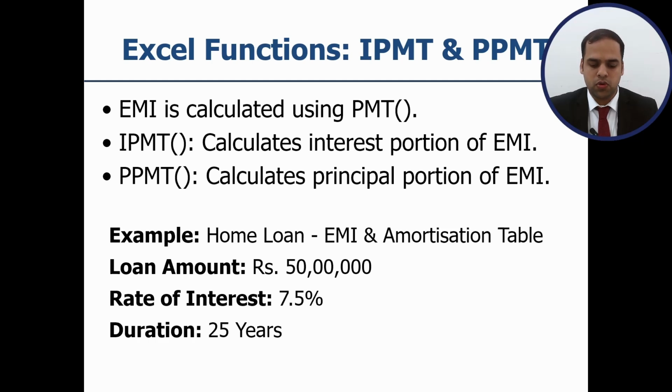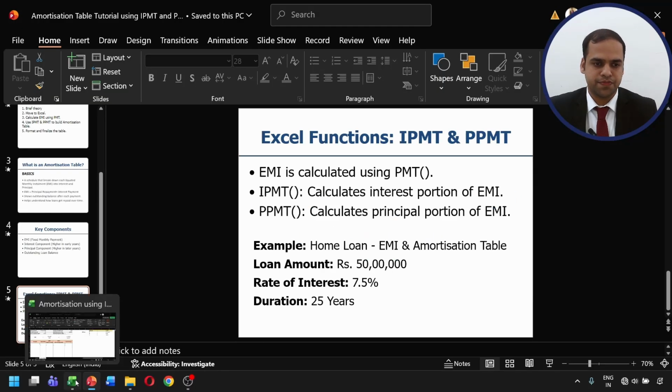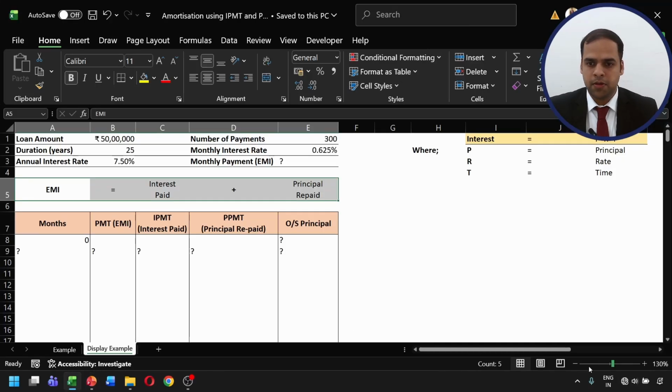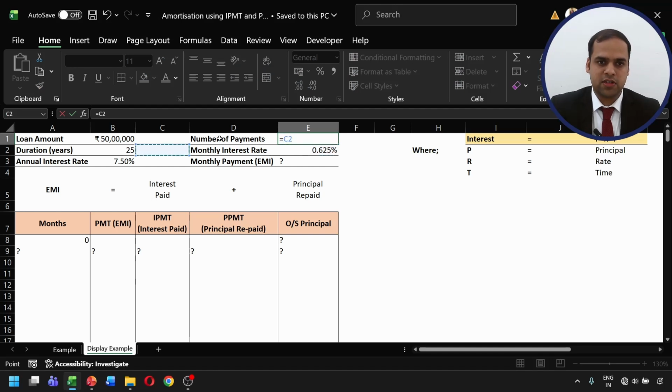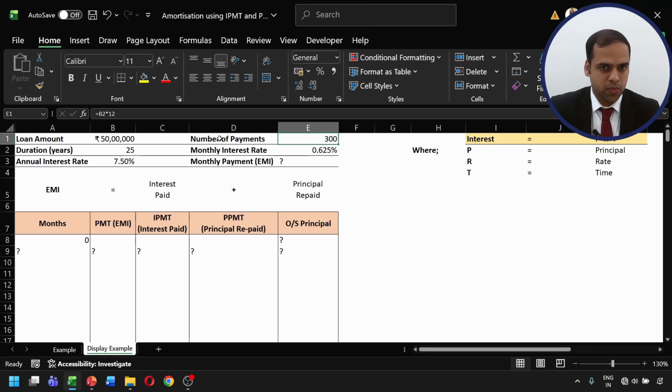So now we will go to Excel and use the following example, where we take a home loan of around 50 lakh rupees at an interest rate of 7.5% for a duration of 25 years. So the loan amount is 50 lakh rupees, the duration is 25 years, and the annual interest rate is 7.5%. The number of payments is 300. How did 300 come? Basically, a 25-year loan times 12 months in a year, so 300 months.